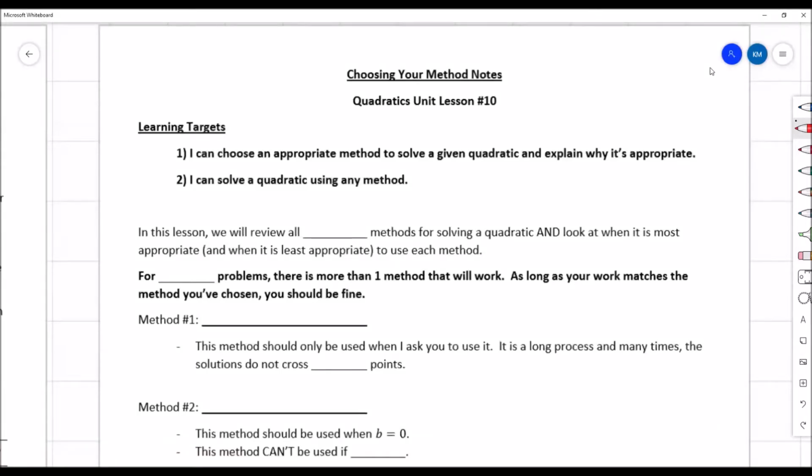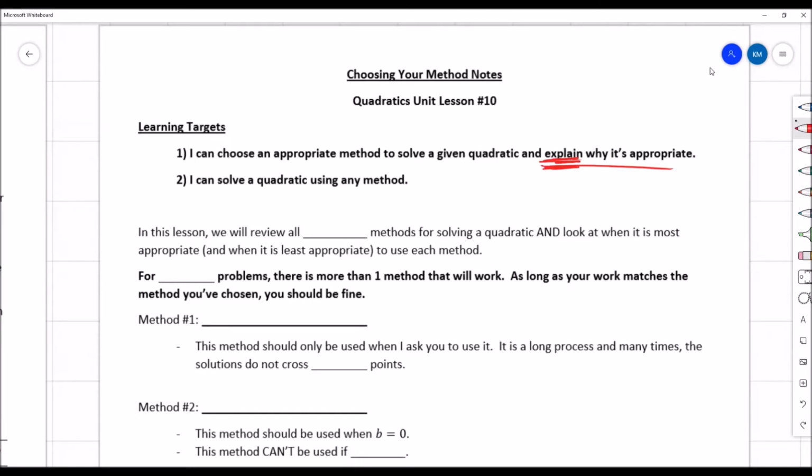Today we're looking at choosing your method notes. At the end of this video, you should be able to choose an appropriate method to solve a given quadratic and explain why it's appropriate. Number two, you should be able to solve a quadratic using any method. Very important that we're explaining why.